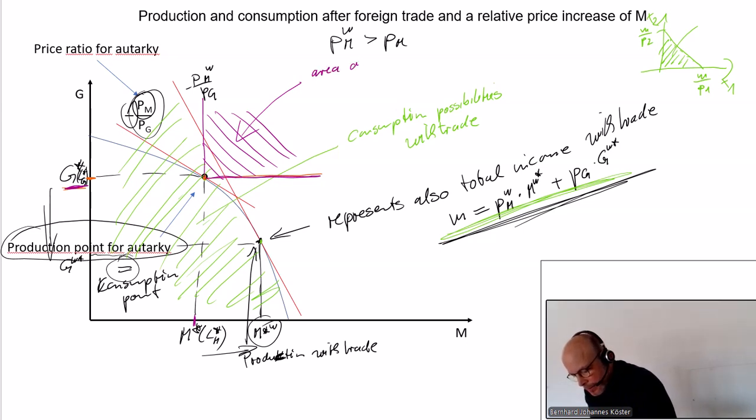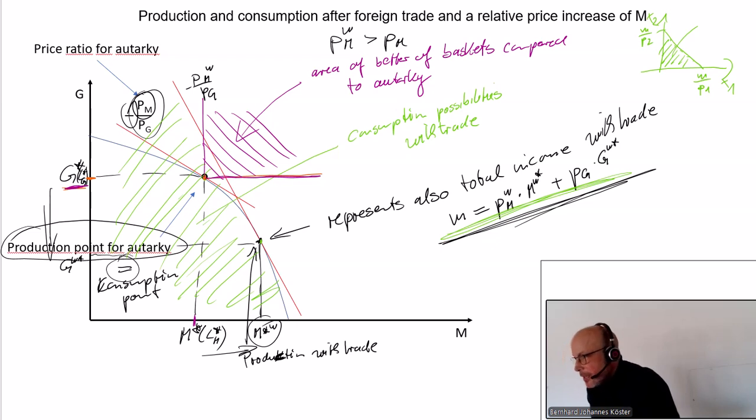Area of better off baskets compared to autarky.